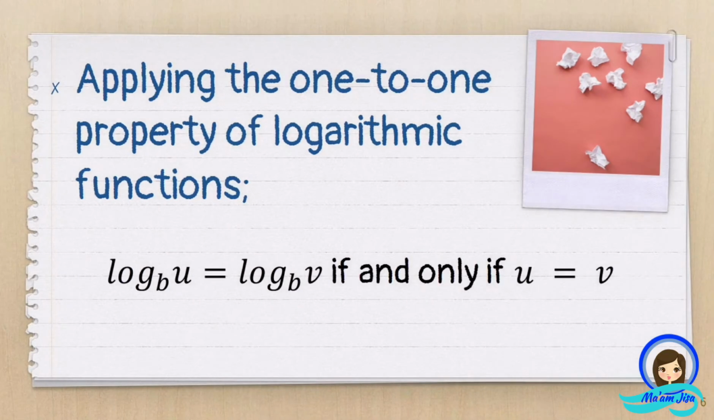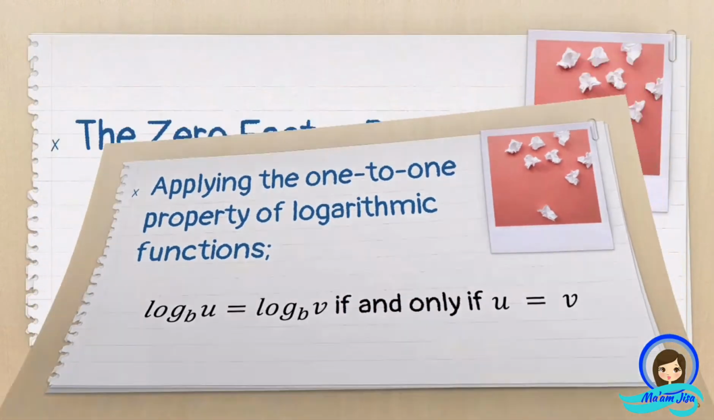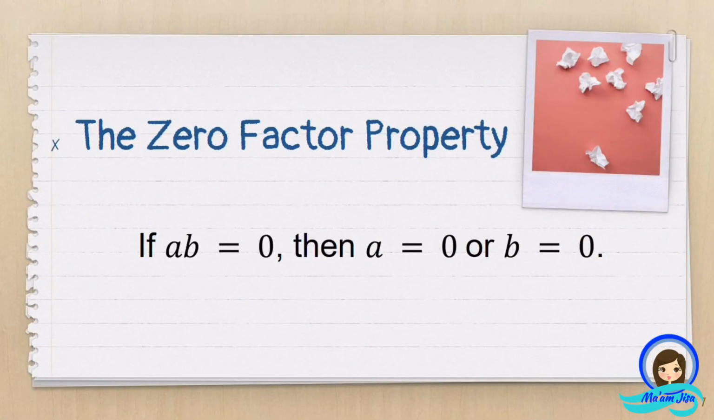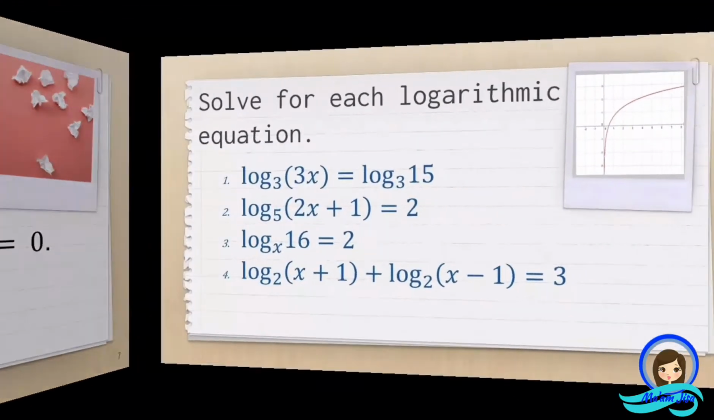Third, applying the one-to-one property of logarithmic functions, that is, logarithm of u to the base b equals logarithm of v to the base b if and only if u equals v. And then the zero factor property, that is, if ab equals 0, then a equals 0 or b equals 0. Let's have some illustrative examples.